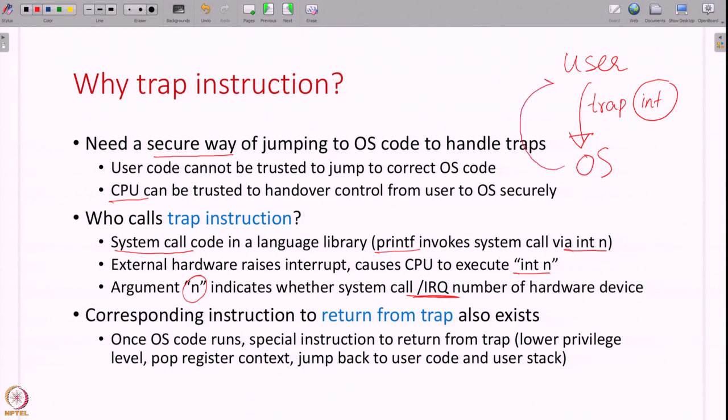Similarly, there is also another instruction called return from trap, which is just the inverse of this trap instruction. It will restore context from the kernel stack, jump back into user code, switch the stack to the user stack, and lower the privilege level. Whatever was done by the trap instruction, it will undo all of that. So, when the OS is done running, it will call this return from trap instruction.